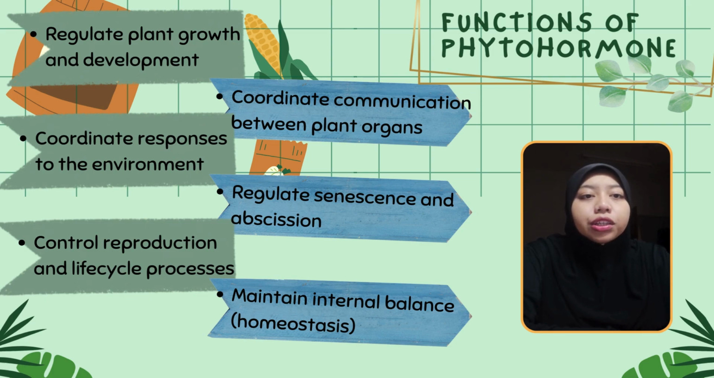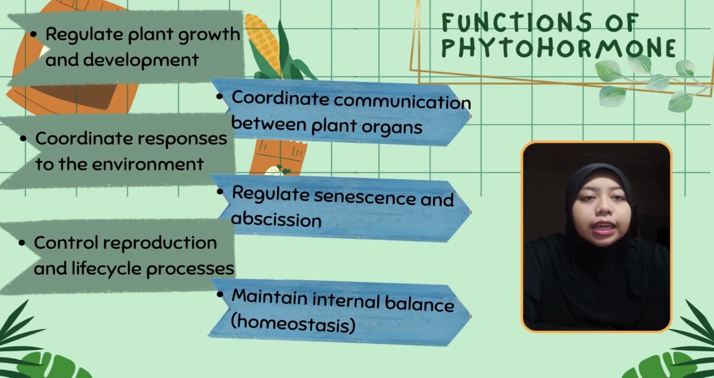Third is controlling reproductive processes and life cycle events. Phytohormones play a key role in reproduction by regulating seed germination, flowering, fruit formation, fruit ripening, and seed dormancy. They help ensure that these processes occur at the right time and in the right conditions. For instance, certain hormones activate enzymes needed for germination, while others promote flowering or control how fruit develops and ripens.